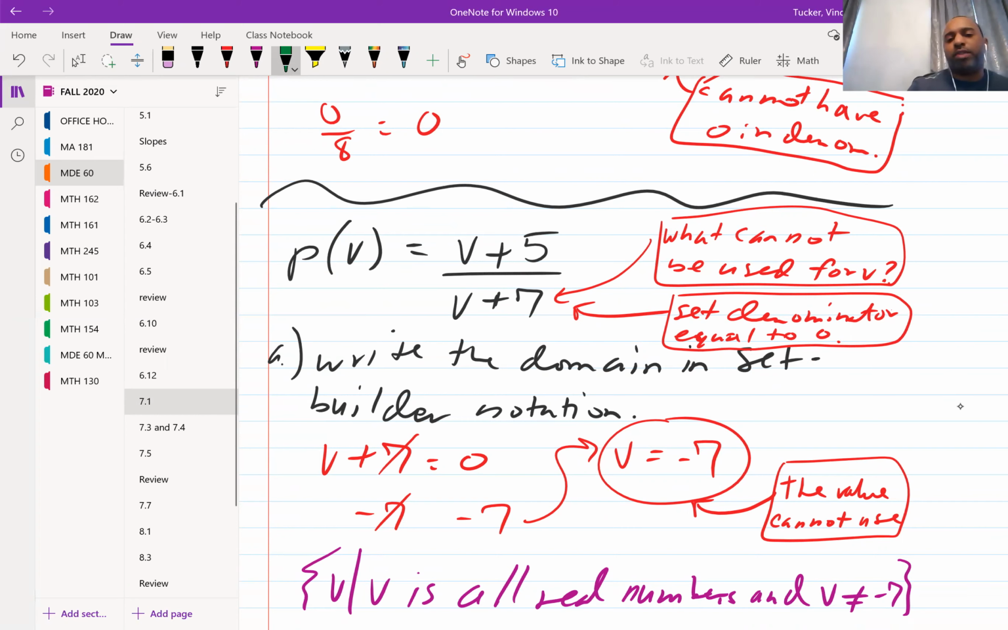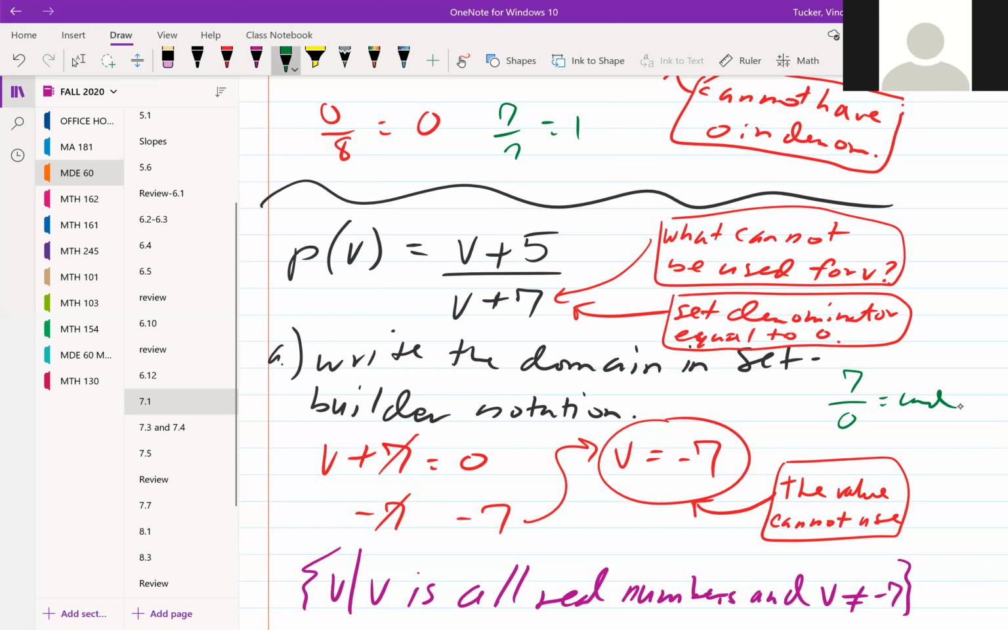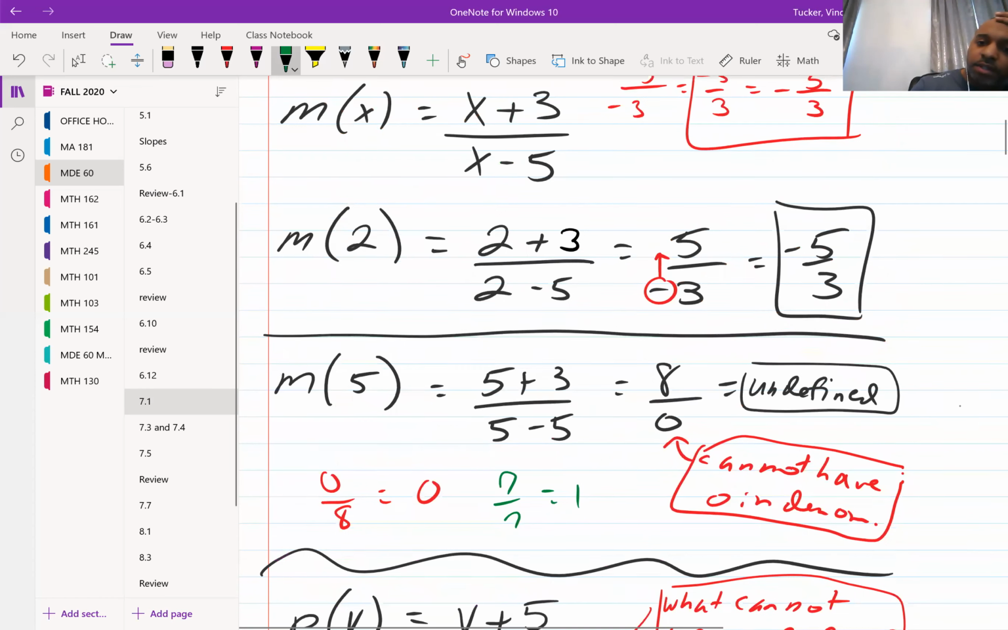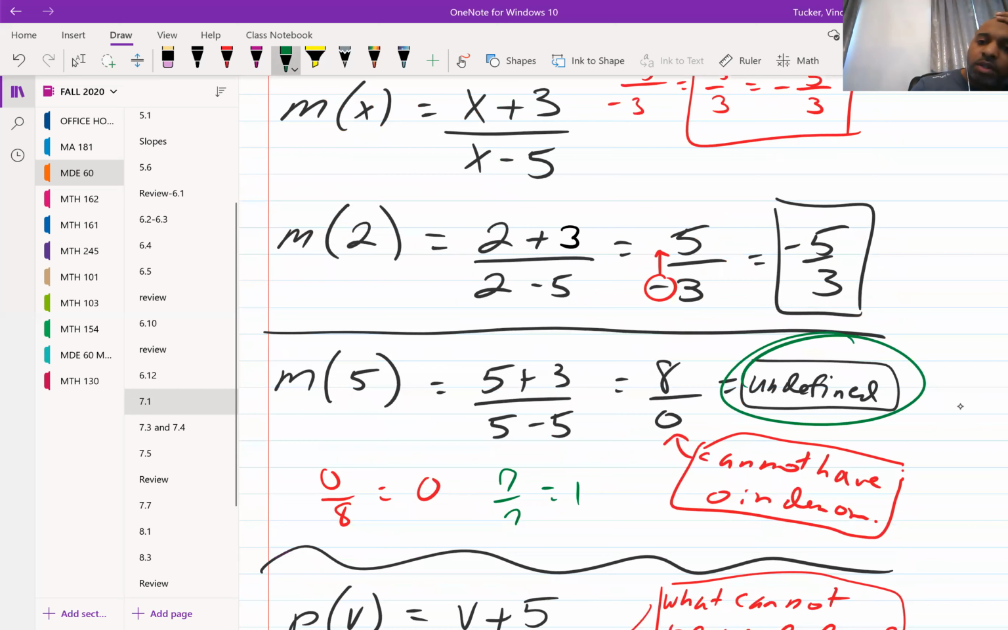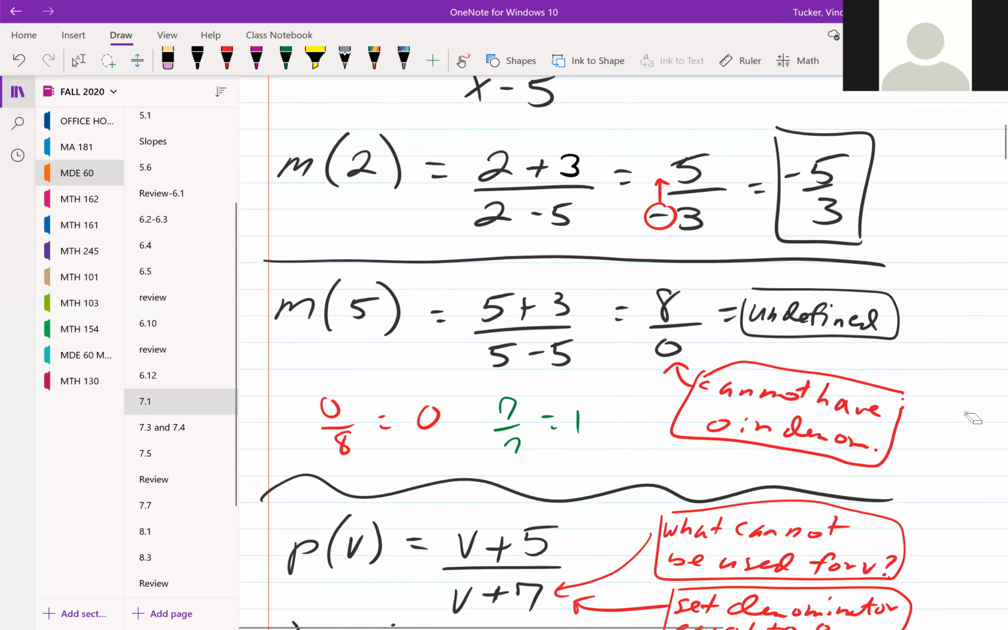Wait, hold on. You're doing different operations. You've got different things going on. 7 divided by 7 is 1, but 7 divided by 0 is undefined. Oh, so the answer wouldn't even be 0. The answer would be undefined. Right. That's what we were saying here. Whenever you have 0 in your denominator, it's undefined.